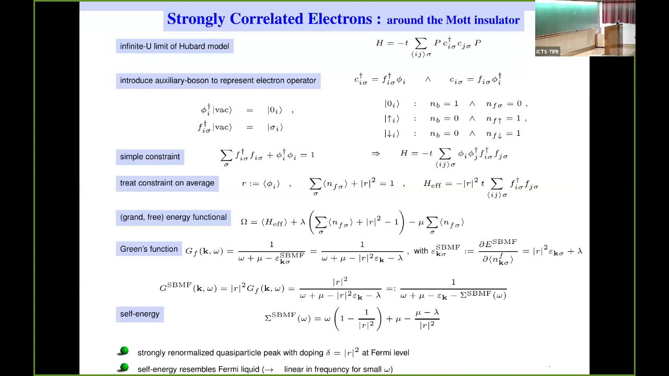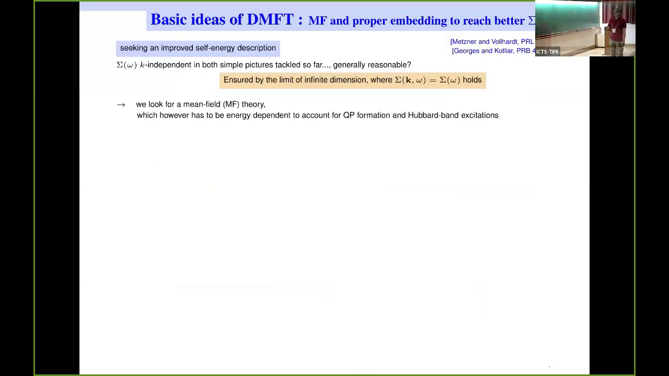No, this can be done, of course. In the end, you can also understand the slave boson, this auxiliary boson scheme, as a kind of solver for DMFT, for instance. If you picture it like this, then it's pretty straightforward. We didn't have time to tackle this, but you can write it down in the DMFT formalism. Maybe I can even jump to that. I have it here somewhere.